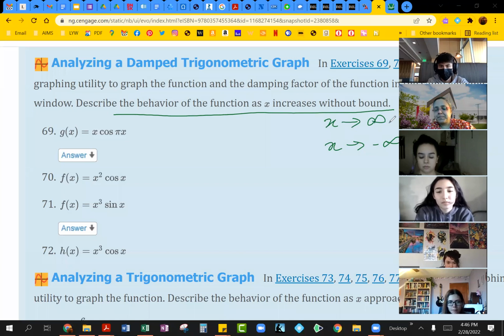The periods are getting smaller. Scott, would you say that one more time, please? The periods are getting smaller. Yeah, the period will definitely change because of the pi of x with the cosine function. But what else do we notice with those y values?